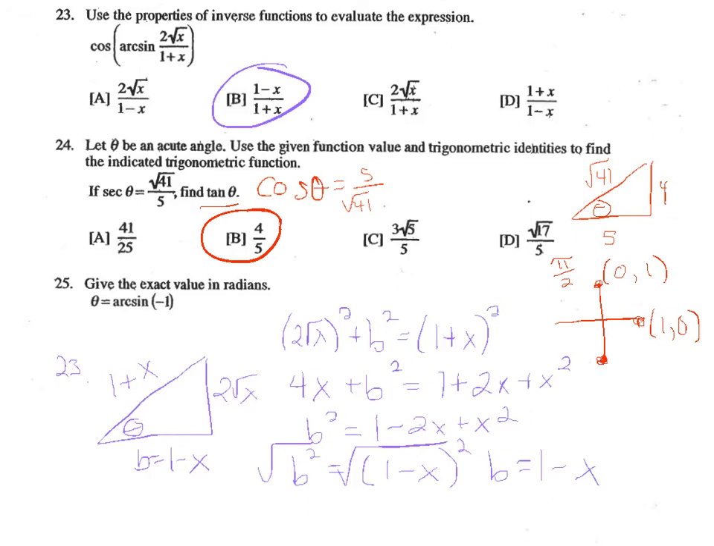If we move down to negative pi over 2, because arcsine must be in between pi over 2 and negative pi over 2, we get the coordinate 0, -1. So the sine of negative pi over 2 is negative 1. So negative pi over 2 is our solution, since the sine of negative pi over 2 equals negative 1.